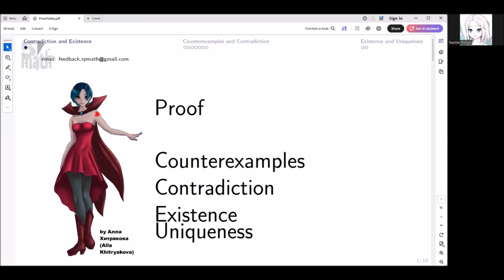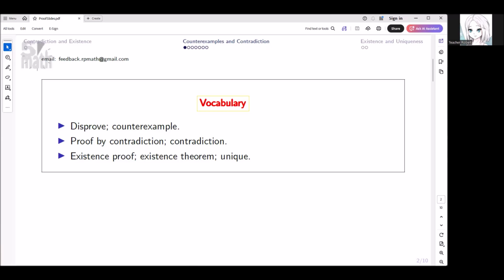Proof. Counterexamples, contradiction, existence, uniqueness. Vocabulary. Disprove, counterexample, proof by contradiction, contradiction, existence proof, existence theorem, unique.